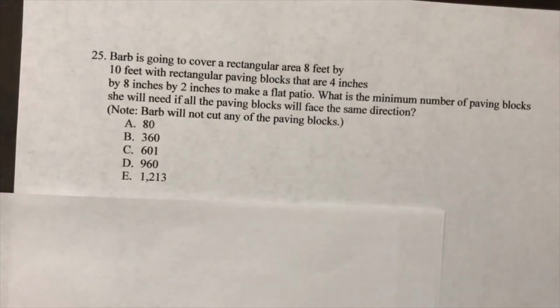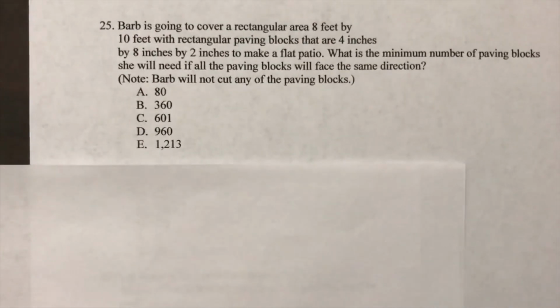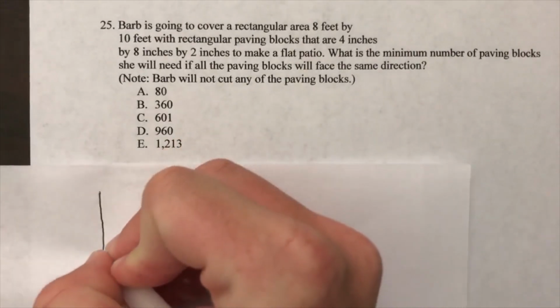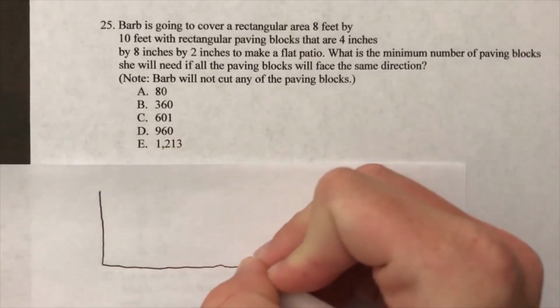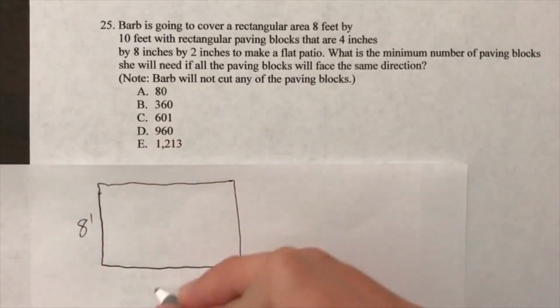So this is an interesting one. It's kind of hard to visualize. I would definitely draw a picture on any of these word problems that you don't understand right away. So let's draw a picture. She's covering a rectangular area 8 feet by 10 feet. That looks like about 8 by 10, right? 8 feet by 10 feet.